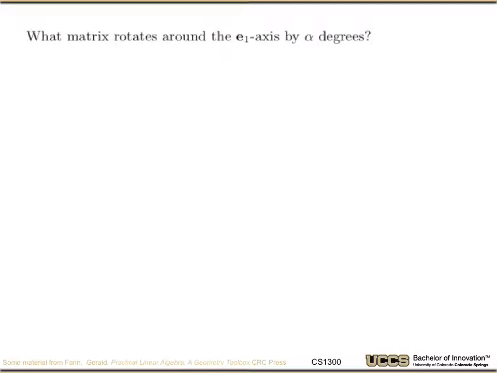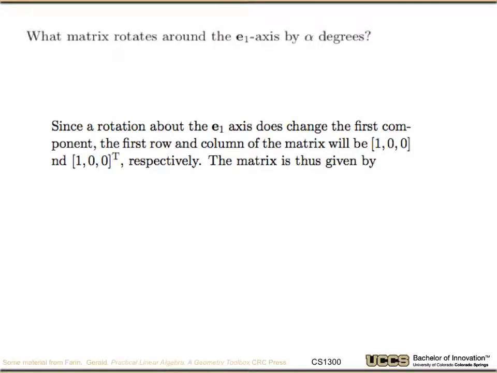So at least for me, the hardest part of remembering these is which axis is going to have the ones and zeros and which one's going to have the cosine. Again, since we're rotating about the E1 axis, it's the one that doesn't change. The first row of the matrix will be 1, 0, 0 and the first column 1, 0, 0 transpose. So our matrix is take the dimension we're not going to mess with and then put the cosine alpha, minus sine alpha, sine alpha, cosine alpha, the standard 2D rotation, in the other part.